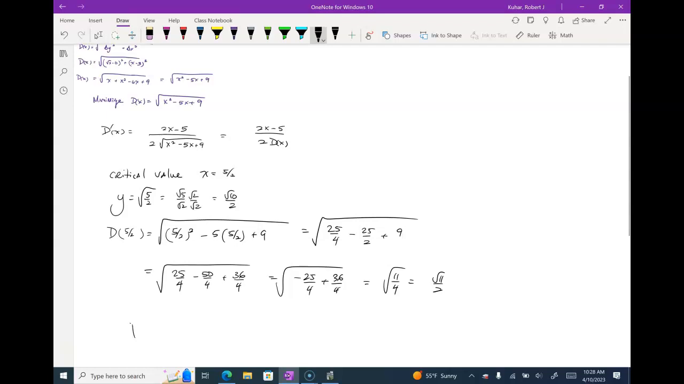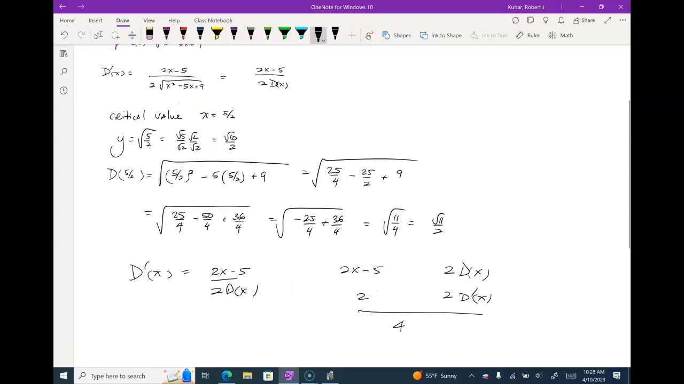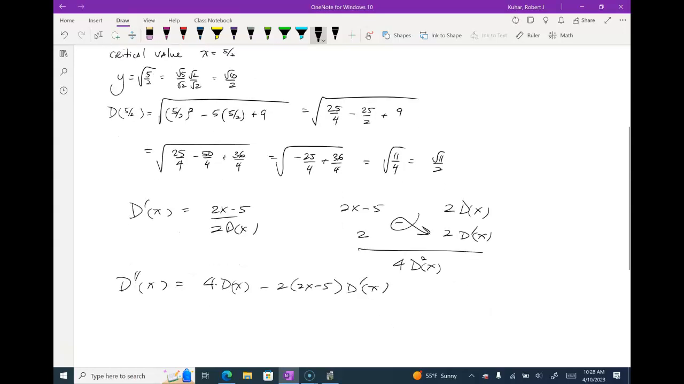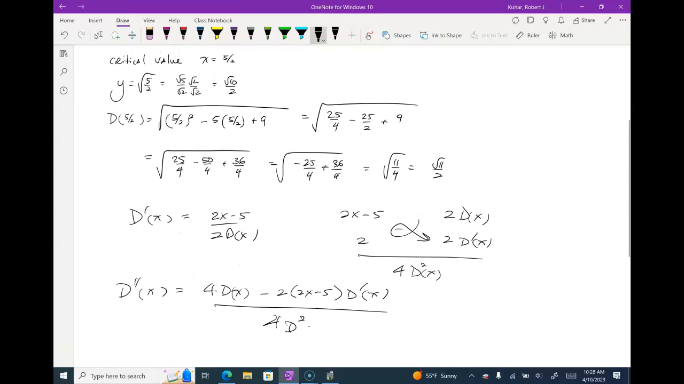So again, using d prime of x as 2x minus 5 over 2 d of x, we can use the quotient rule, over the downstairs squared. And we get d double prime is 4 times d of x minus 2 times 2x minus 5 times d prime of x, all over 4 d squared of x.